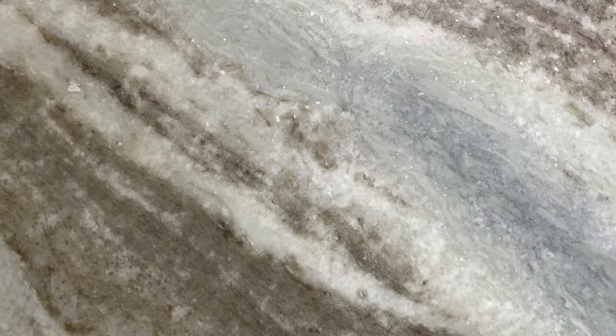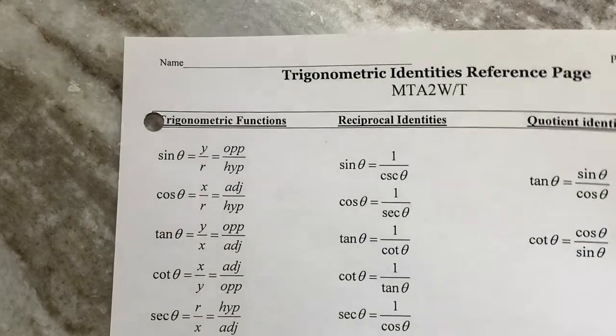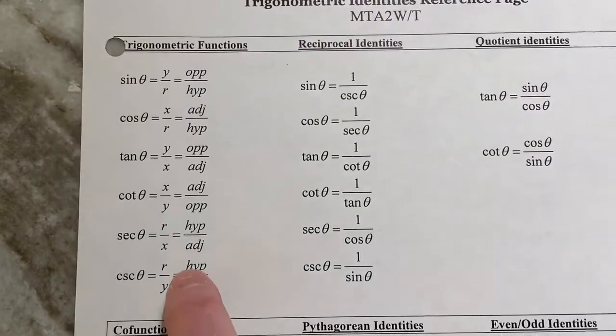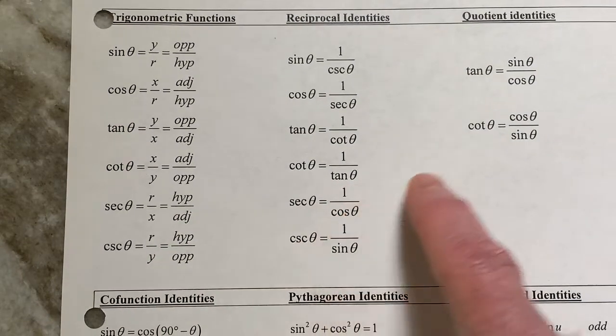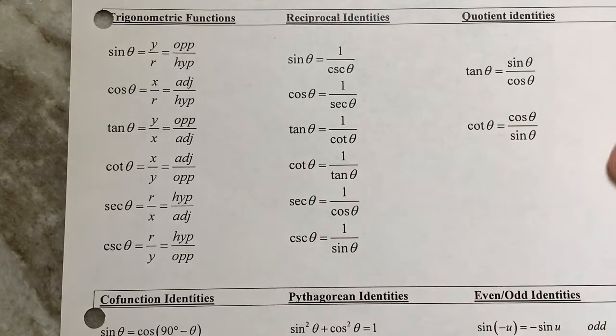Also, I've made mention that you have a trig identities page. These are the identities that you're going to have to know on the front of this. These are what we call the fundamental identities. Those are the trig functions you learned. Those are the reciprocal identities we've been using a ton. That's the tangent, cotangent, quotient identities. We've been using those a ton.